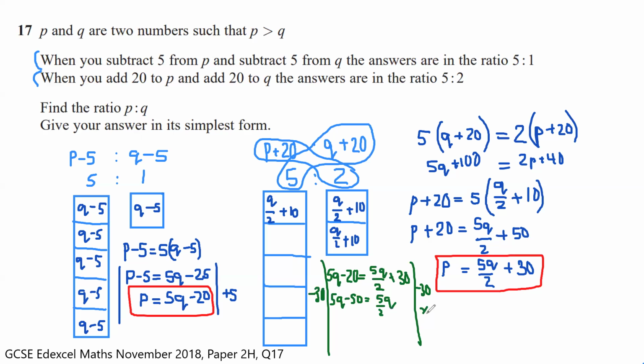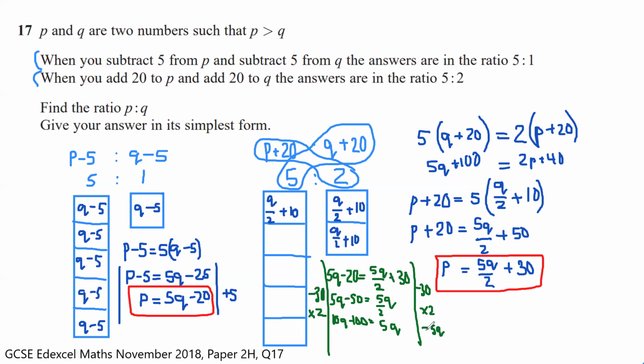I'm now going to multiply everything by 2, get rid of this annoying fraction, which is going to give me, remember, you've got to multiply everything by q. So we're going to end up with 10q minus 100 is equal to 5q. I'm running out of space a little bit here, so I apologize if this ended up a little bit squashed. I am then going to take away 5q from each side.